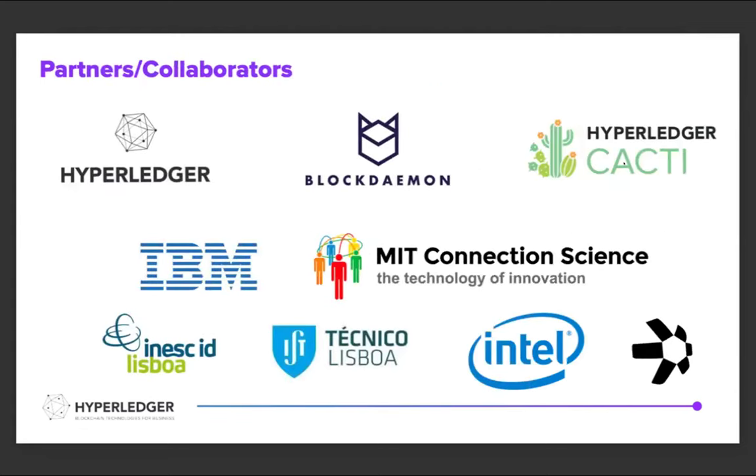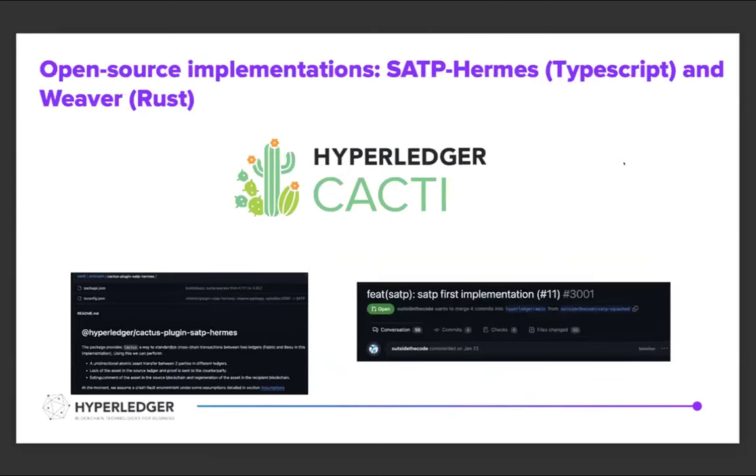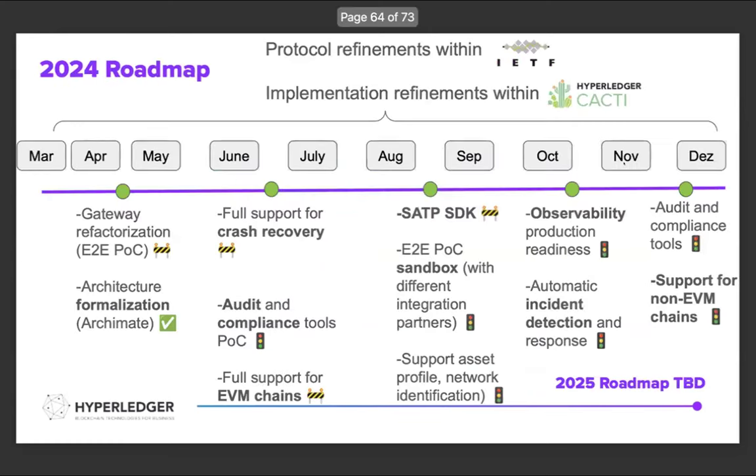Consortium and project partners apart, there are a lot of contributors to SATP: some universities, some research organizations, IBM, Blockdaemon, Quant, which is also a company interested in blockchain gateways, and of course, Hyperledger. We already talked about the different implementations. Thank you for the question.